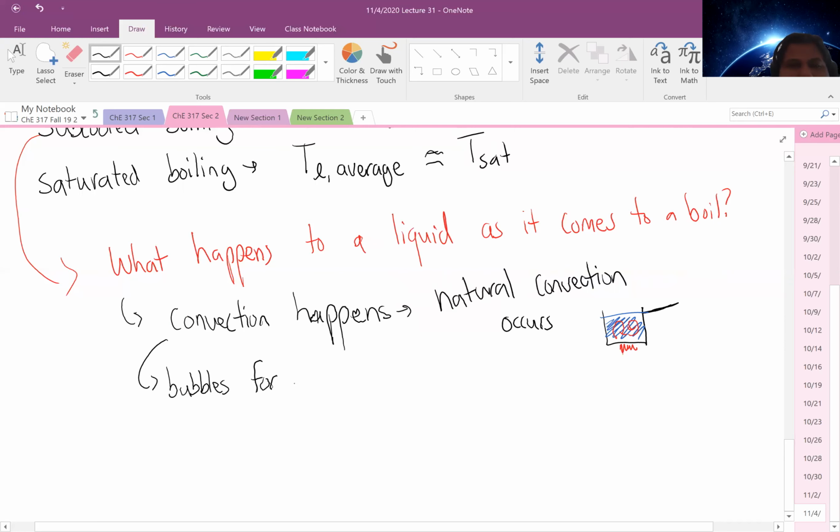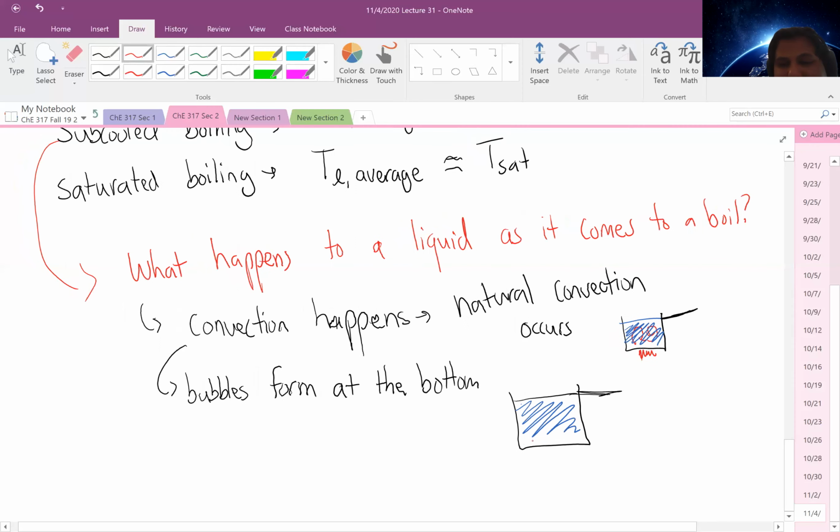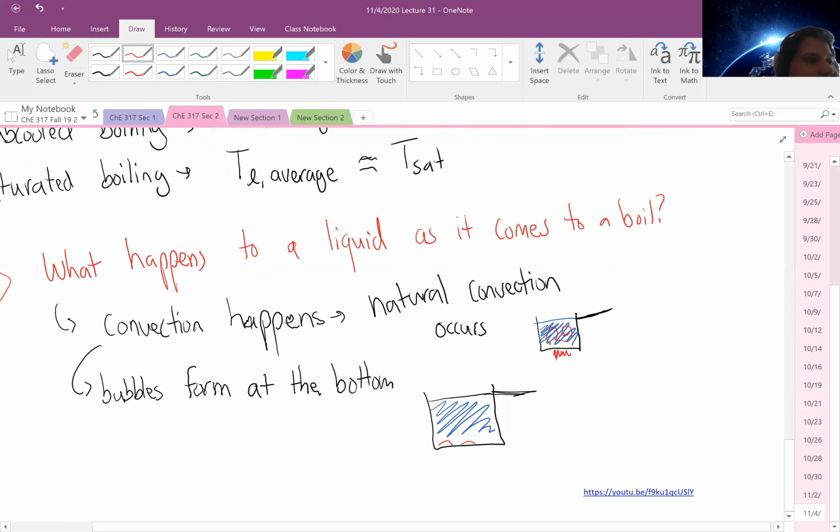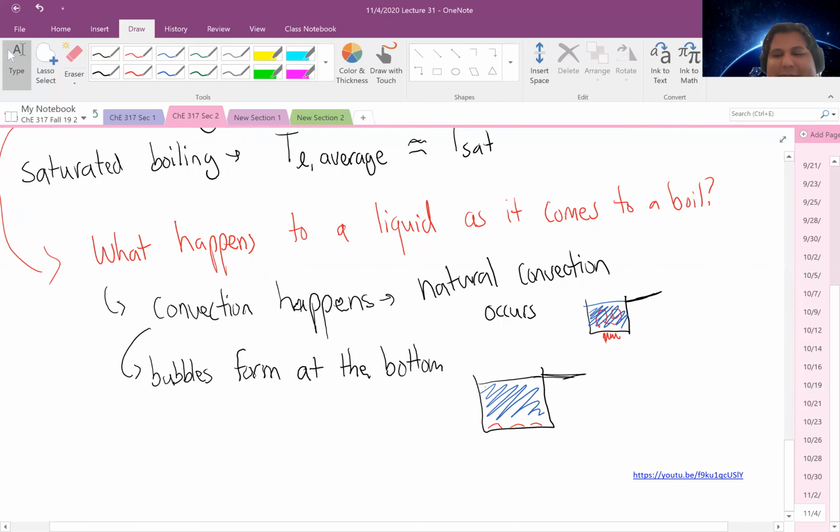Where do the bubbles form? At the solid liquid interface. All right, at the solid liquid interface, and as Carly said, at the bottom. So going back to my little pot right here, I'd start to see some bubbles, right? What happens to those bubbles?